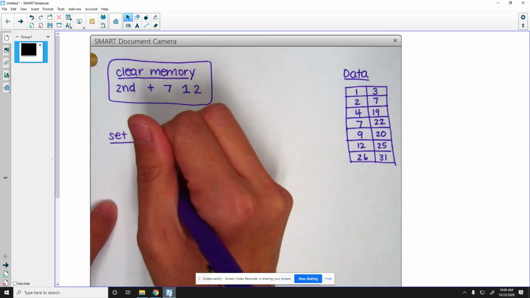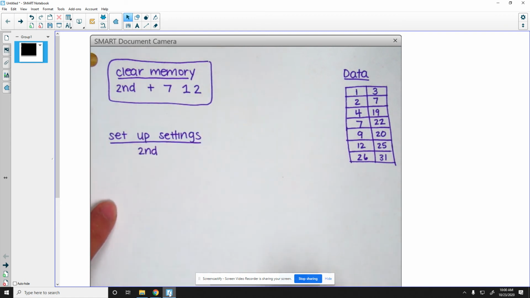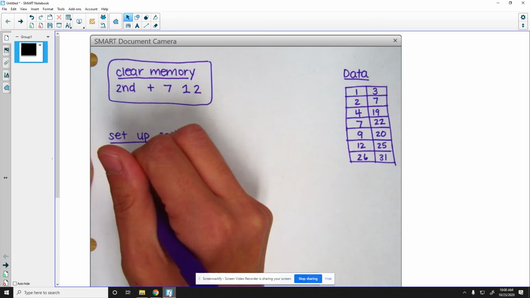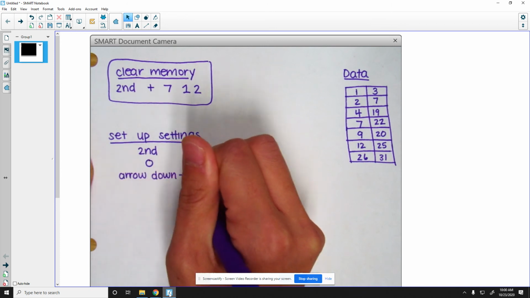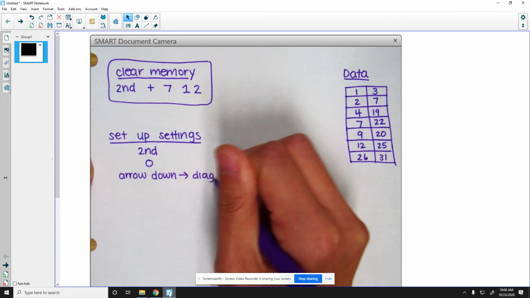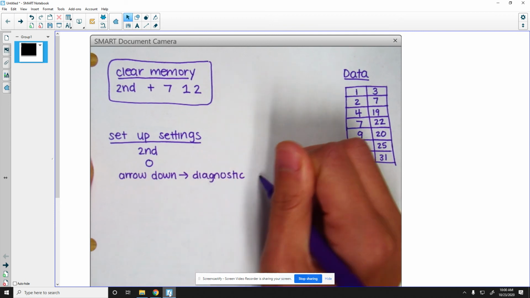So all of you are writing this down right now because all these buttons you're not going to be able to memorize. So you have to look at something. So you're going to hit second, and then you're going to hit 0, and then you're going to arrow down to diagnostic on.